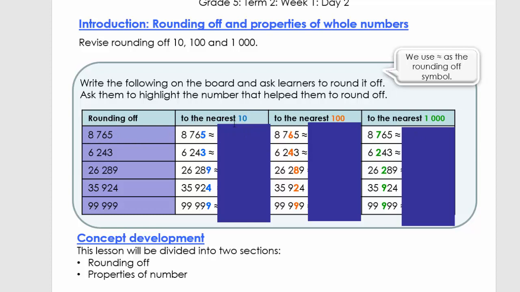So when I have 8,765, when I want to round it off to the nearest 10, I'm going to look at the tens first. So I'm going to say 65 is between which two tens? And we're going to see it's between 60 and 70. So then we're going to look at the units, the 5. So the 5, we always round up. So it's going to go to the 70. So my answer is going to be 8,770.